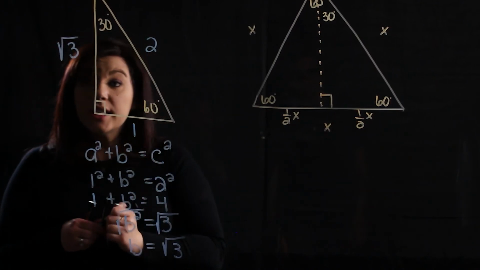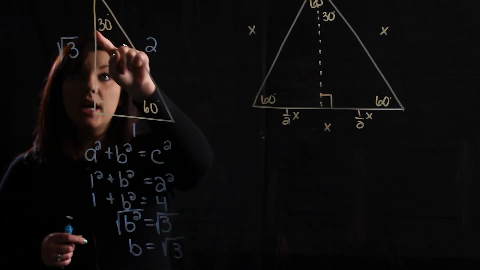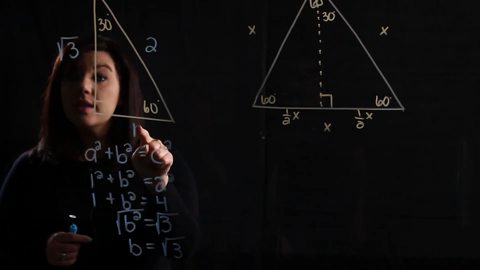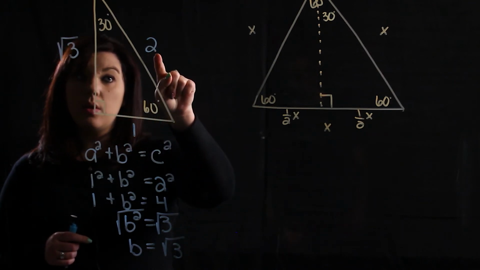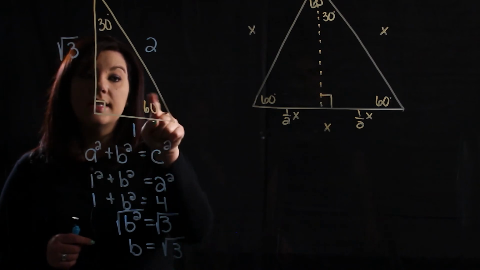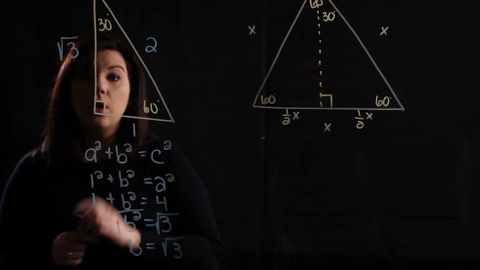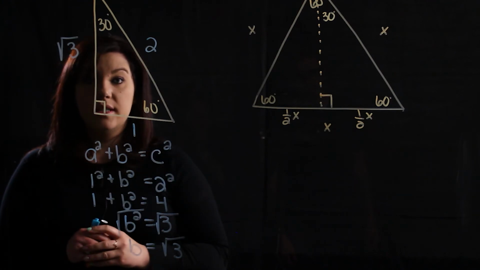So in every 30, 60, 90 degree triangle that we have, the side across from the 30 degree angle will always be the smallest one. The one across from the 90 degree angle will always be double whatever that smallest one was. And the side across from the 60 degree angle will always be the square root of 3 times whatever the smallest side was.